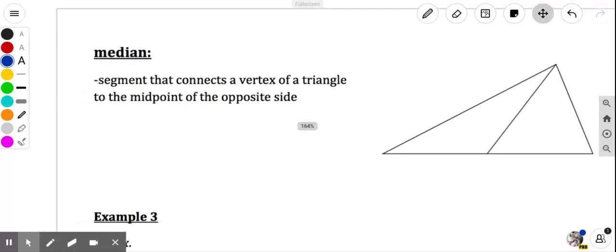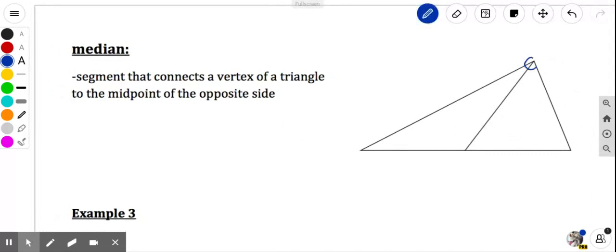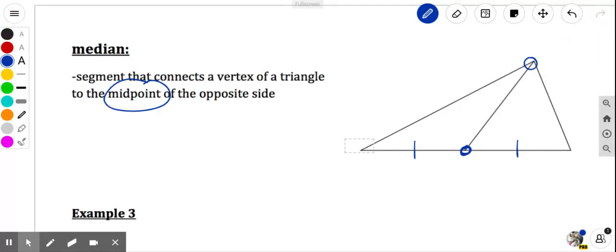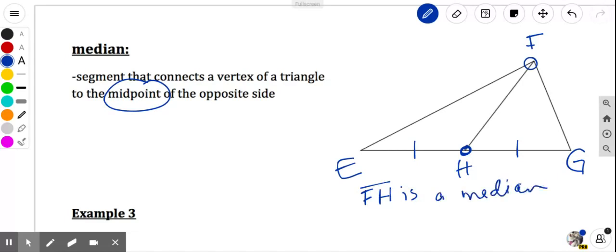So what a median does is it connects a vertex of a triangle to the midpoint of the opposite side. So this point here is the midpoint, meaning that these two pieces are congruent. That's what a median gives you. Median gives you midpoint, think middle. So in this picture, let's do E, F, G, H, and let's say FH is a median. So if FH is a median, then EH is congruent to HG.